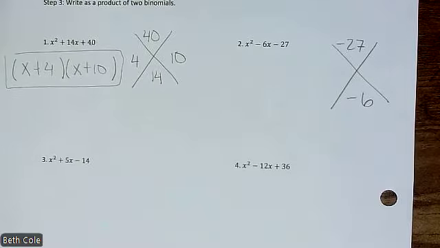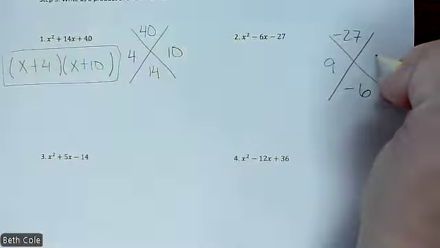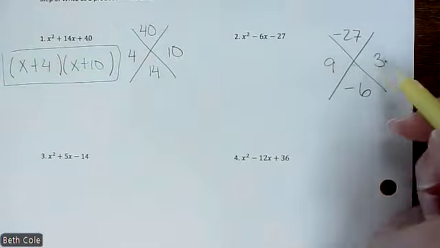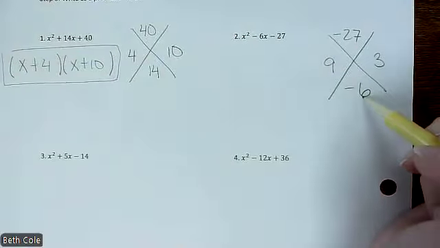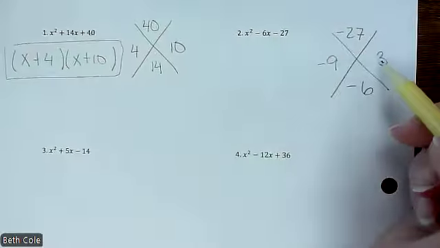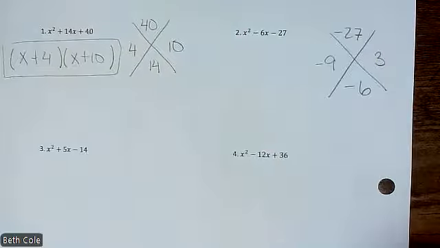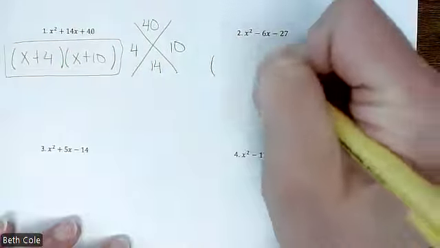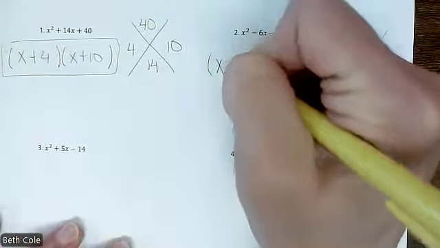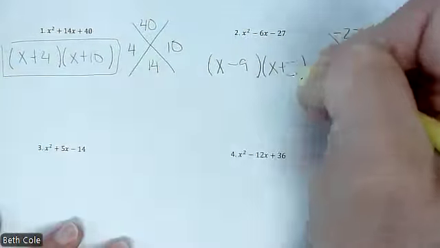Just come up with 2 numbers that multiply to be 27. We will worry about the negatives later. So 9 and 3. Good job. 9 times 3 is 27. Now, which one gets the negative so that you can end up with a negative 6 when you add them together? Good. Negative 9 plus 3 gives you negative 6. All right. So draw your 2 blank parentheses. And your answer is X minus 9, X plus 3.